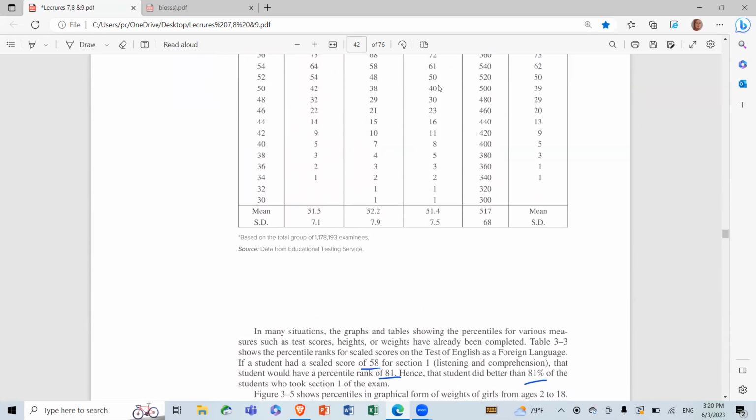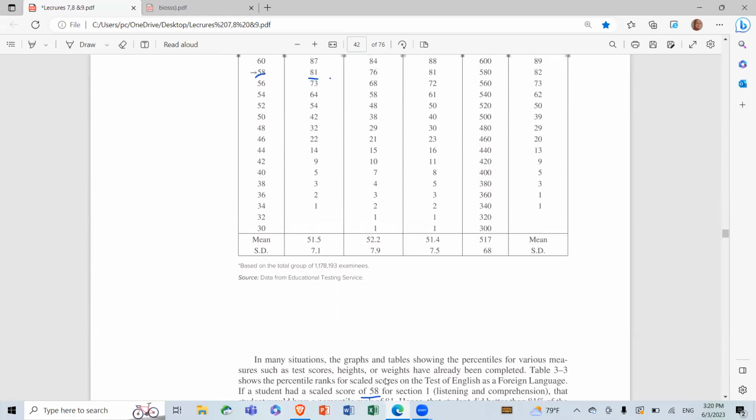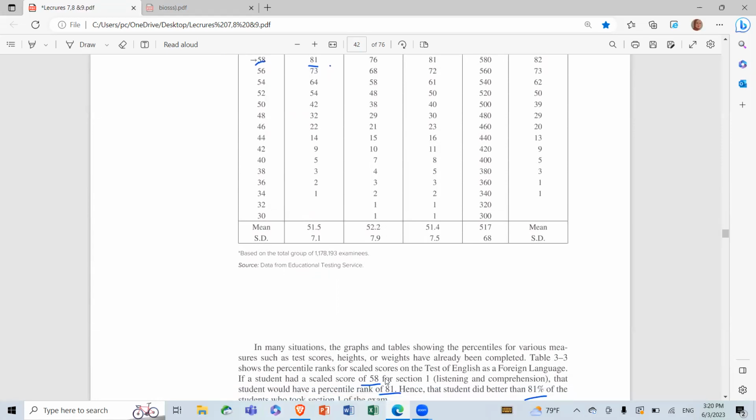In many situations, a graph or table showing the percentiles of various measures, such as test scores, heights, or weights, has already been completed. Table 3.3 shows the percentile rank for a scaled score on a Test of English as a Foreign Language. If a student had a scaled score of 58 for section 1, listening and comprehension, that student will have a percentile rank of 81.